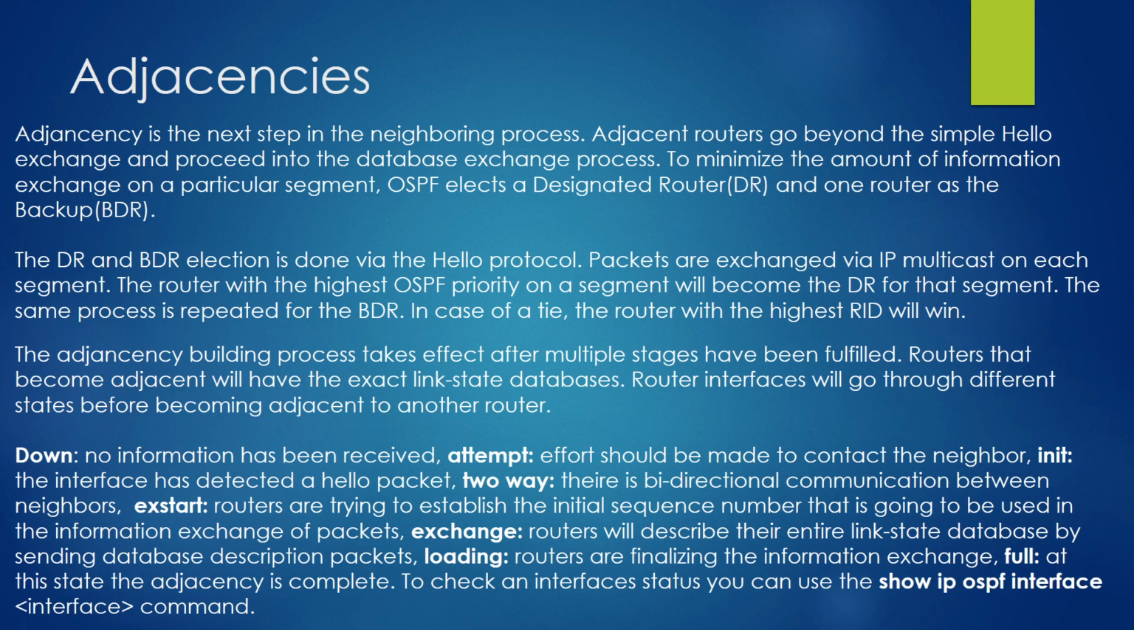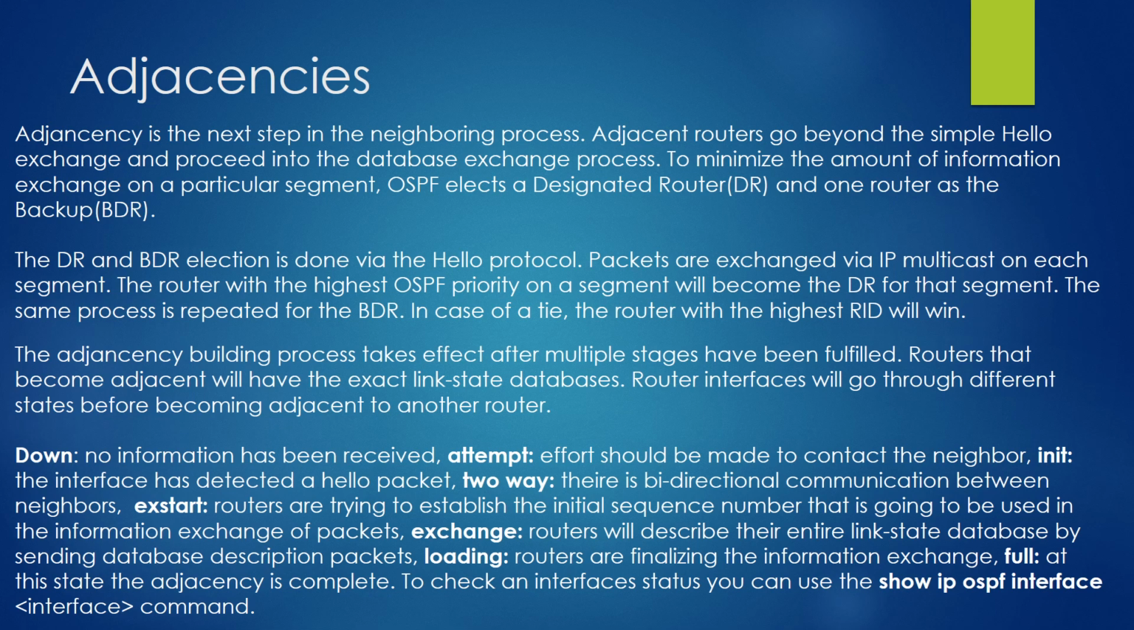Adjacencies. Adjacency is the next step in the neighboring process. Adjacent routers go beyond the simple hello exchange and proceed into the database exchange process. To minimize the amount of information exchanged on a particular segment, OSPF elects one router as a designated router and one router as the backup. The DR and BDR election is done via the hello protocol. Packets are exchanged via IP multicast on each segment. The router with the highest OSPF priority on a segment will become the DR for that segment. The same process is repeated for the BDR. In case of a tie, the router with the highest RID will win.